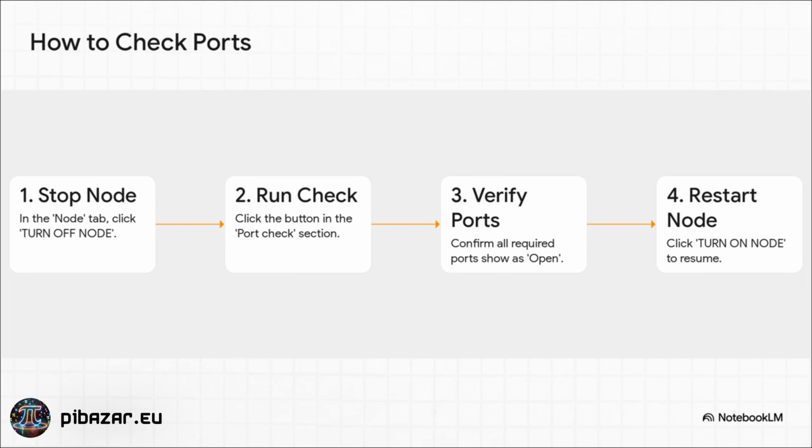And here's how easy it is to do. Go to the Node tab in the app and click that big Turn Off Node button. Then you'll see a button for the port check. Go ahead and click that. It'll run a quick test. You just need to make sure everything says open. If you get all green lights, awesome. Just hit Turn On Node and you are officially back in business.